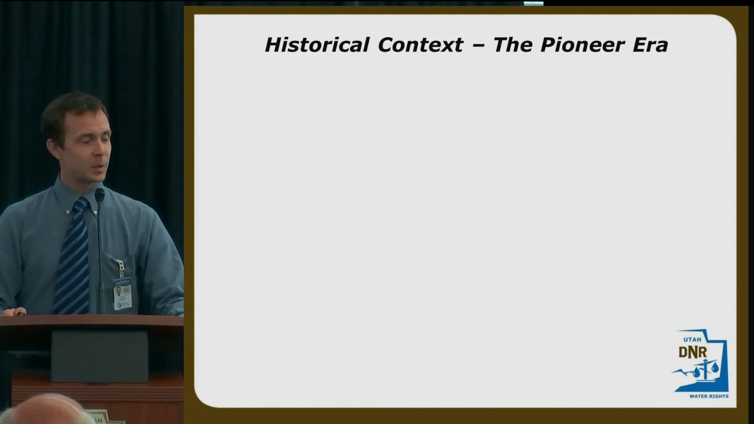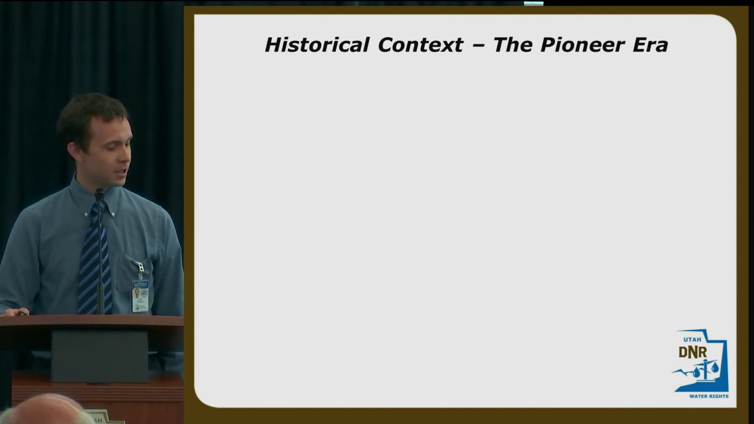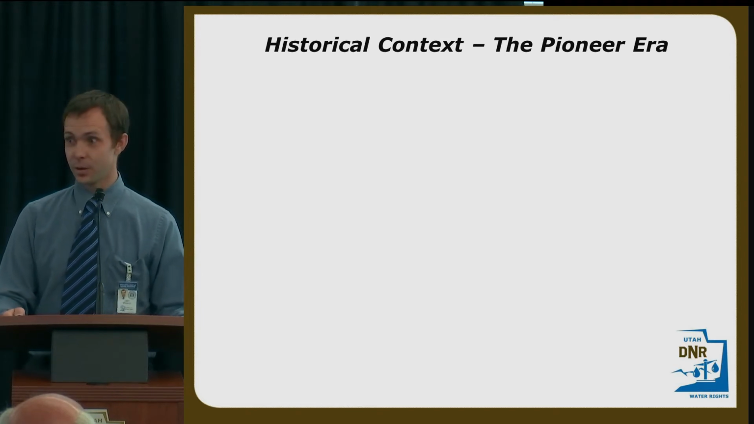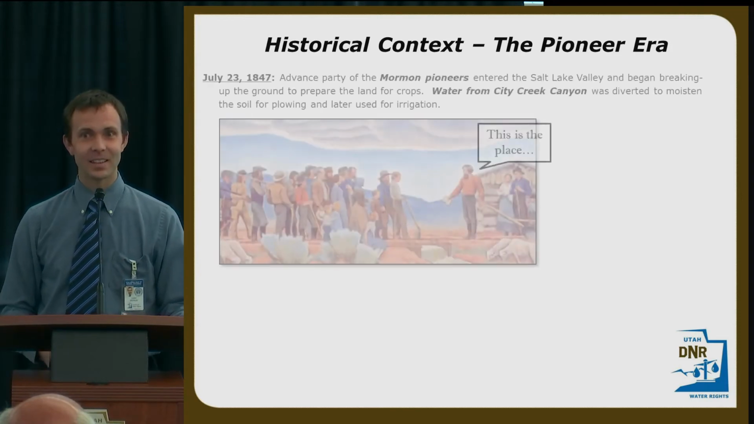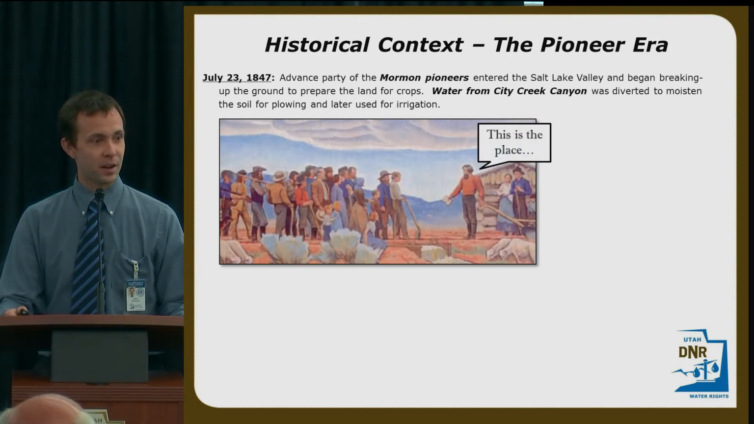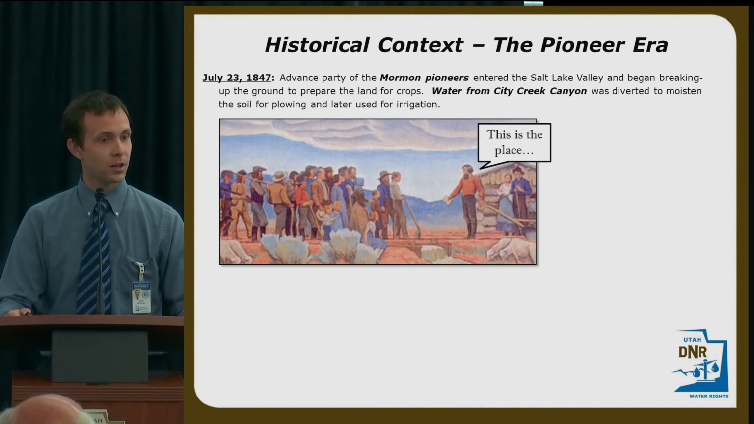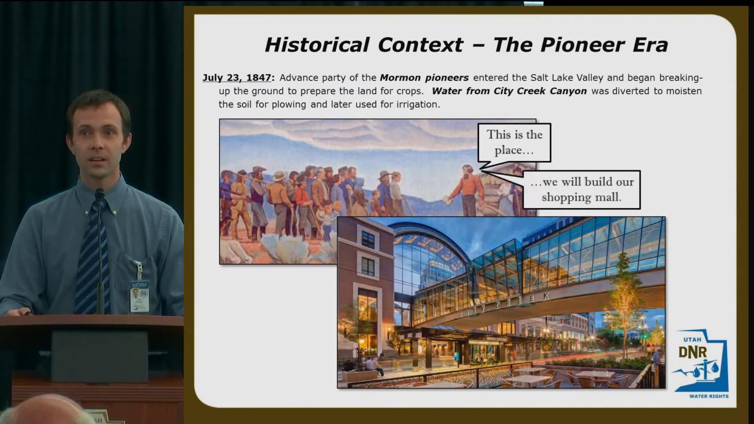So to kind of tell you why we're doing the adjudication, we like to give a historical context for this. So it's a brief lesson in history a little bit. In July of 1847, the pioneers arrived in the Salt Lake Valley, and they diverted the waters of City Creek Canyon to soften up the soil and used the water, and that's kind of the start of water rights in Utah, those first people who were first in time to take the water out of the natural source. And then they built their shopping mall on top of it.